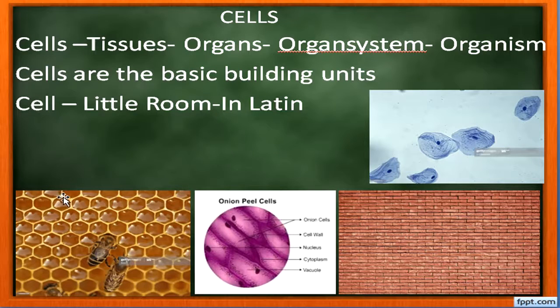And the cell was discovered by Robert Hooke in the year 1665. As he was studying cork cells, he came across many hexagonal shaped units, many small structures, which he called cells. In the Latin language, the word cell refers to a little room.